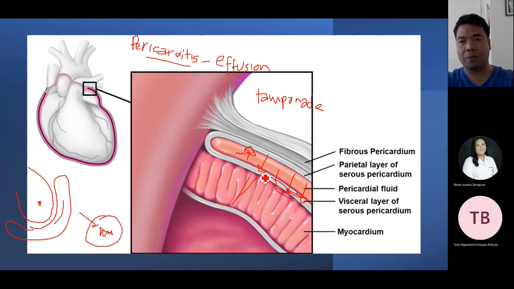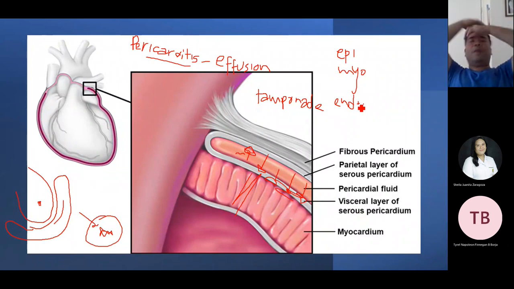It has three layers also. You have the epicardium, myocardium, and endocardium. The epicardium is the outermost layer of the heart wall. And it is one and continuous with your visceral pericardium. In fact, in some textbooks, the visceral pericardium is also the epicardium.